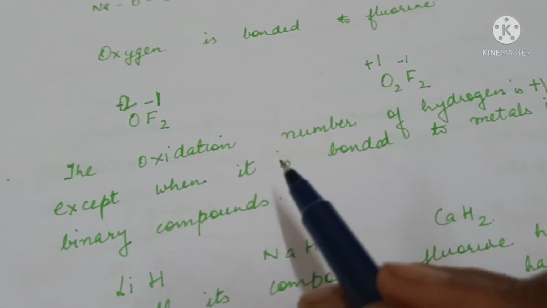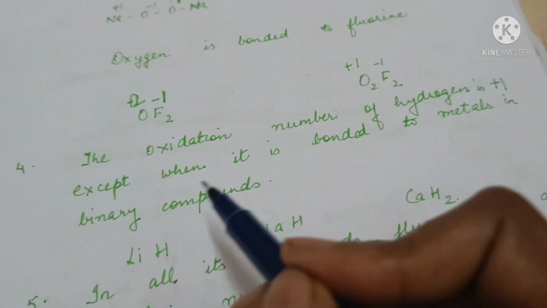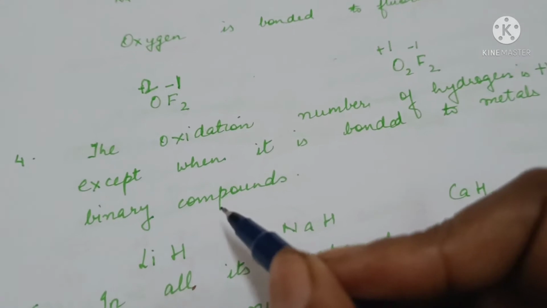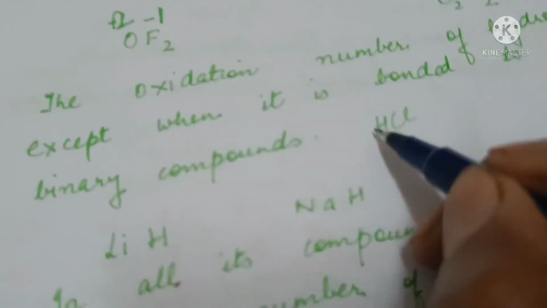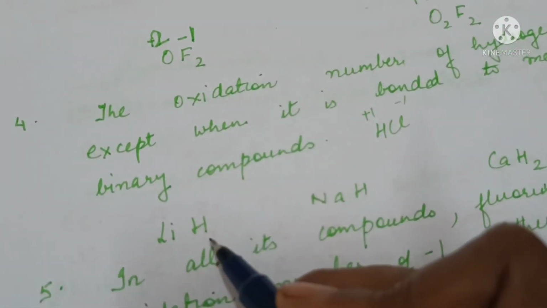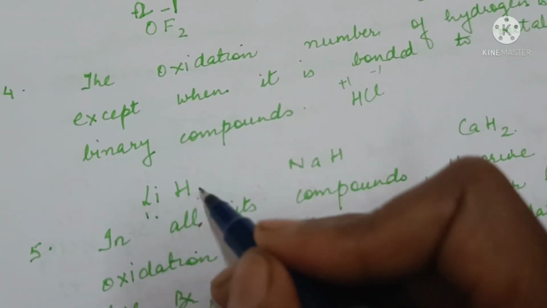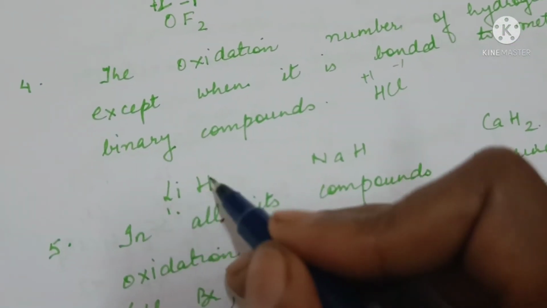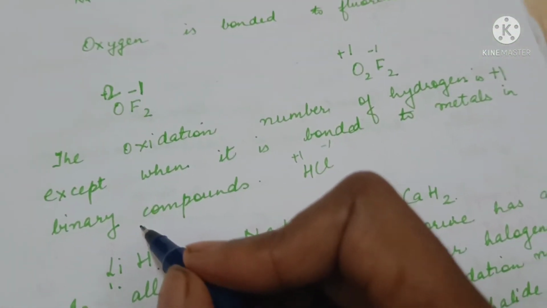The oxidation number of hydrogen is +1 except when it is bonded to metals in binary compounds. In normal compounds it is +1. For example, in HCl it is +1. But when it is bonded to a metal and the compound is of two elements only, hydrogen and the metal, then it shows an oxidation state of -1.